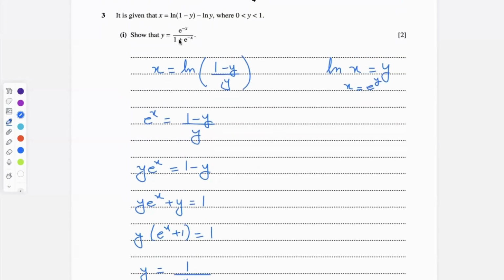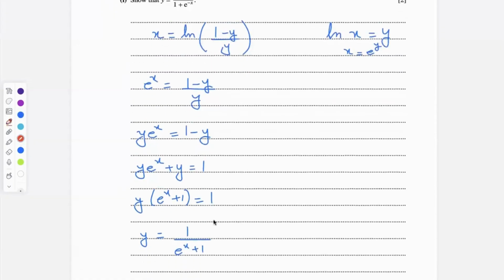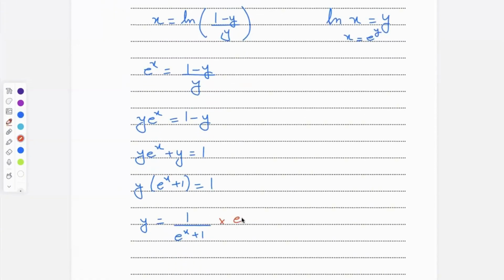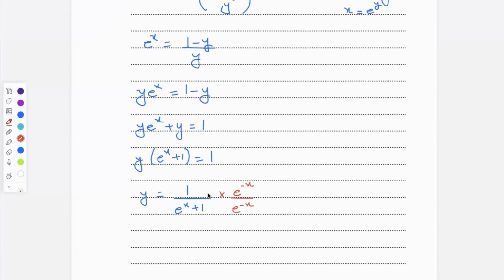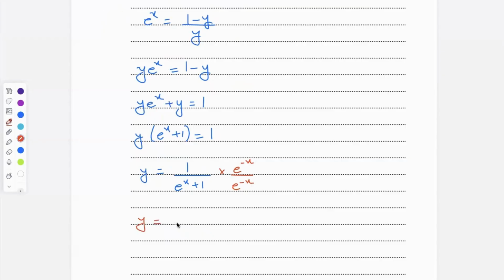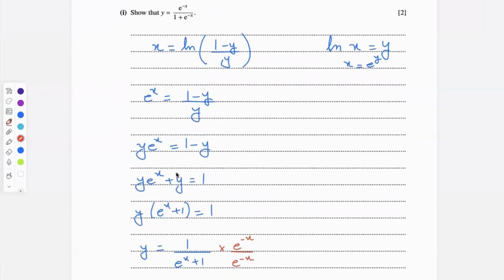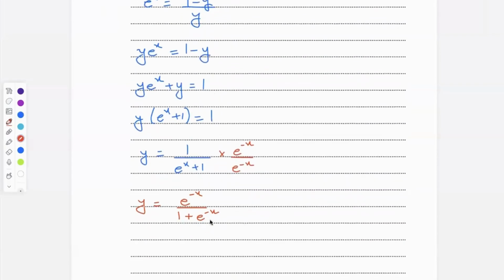However, as the expression said, e power minus x upon 1 plus e power minus x, we need e power minus x in the numerator. So what we can do is multiply and divide by e power minus x in the numerator and the denominator. So the numerator will become e power minus x, and then e power x into e power minus x will become 1, and 1 into e power minus x will become plus e power minus x, which was the expression we needed, which was y is equal to e power minus x divided by 1 plus e power minus x.